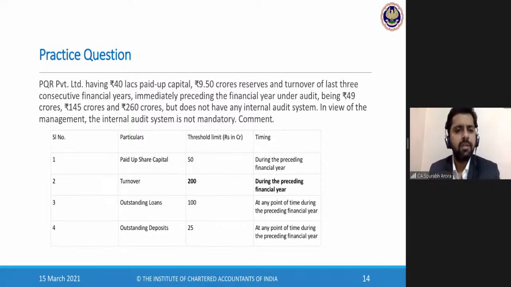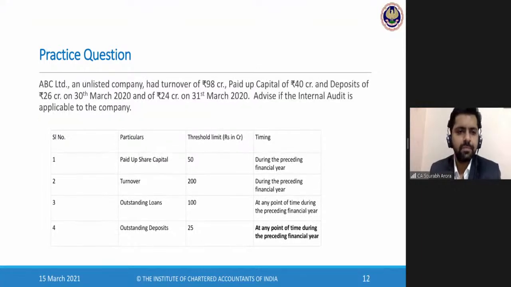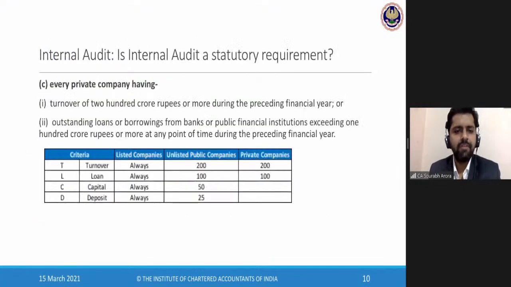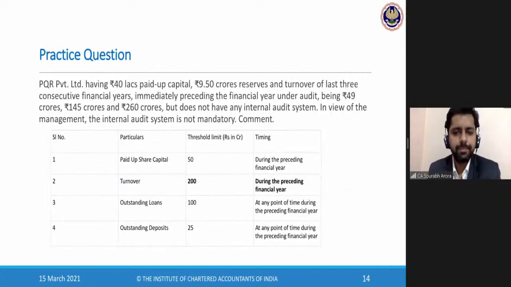Then we have another question. PQR Private Limited Company has 40 lakhs paid up capital. So paid up capital threshold is not met. Also, in case of private limited company, please remember the criteria that we have. In case of private limited company, we have only turnover and loan as the criteria of 200 crore rupees and 100 crore rupees. Capital and deposit criteria are not there in case of private limited company.